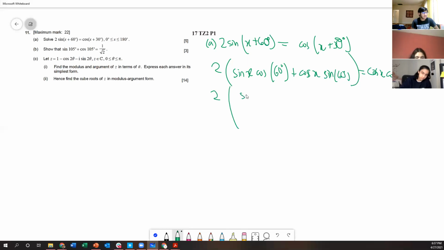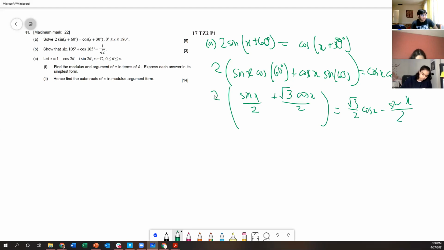So this will be sine x over 2. What's sine of 60 degrees? That's root 3 over 2. This is going to be root 3 cos x over 2. Okay? And on this side, cos of 30 degrees is root 3 over 2. So you're going to have root 3 over 2 cos x. And then you'll have sine 30 degrees, which is 1/2. You'll have sine x on 2.